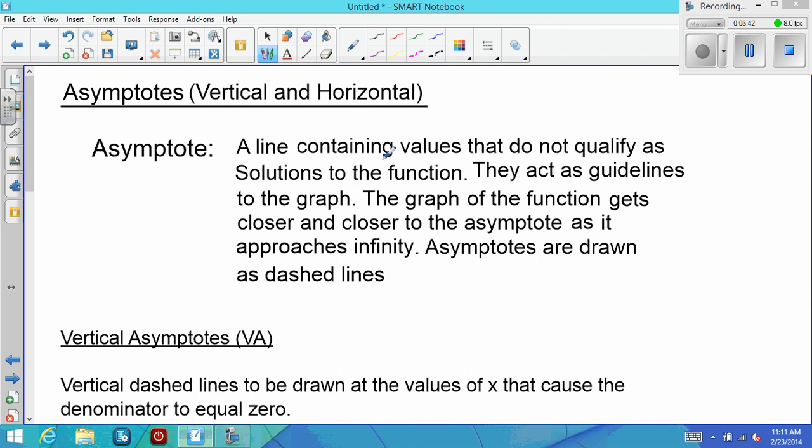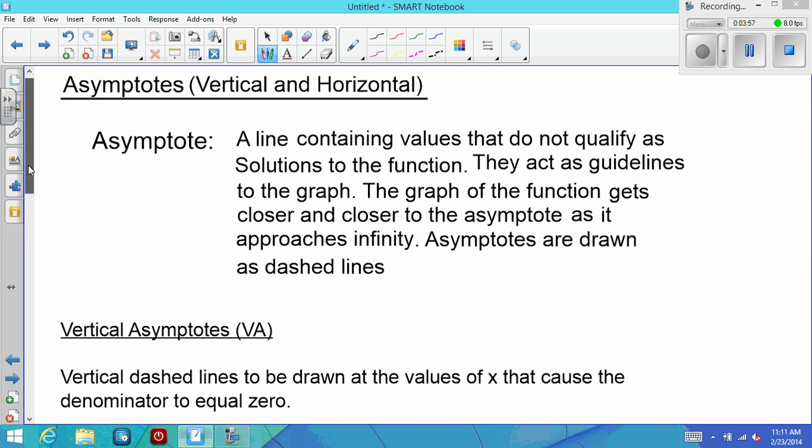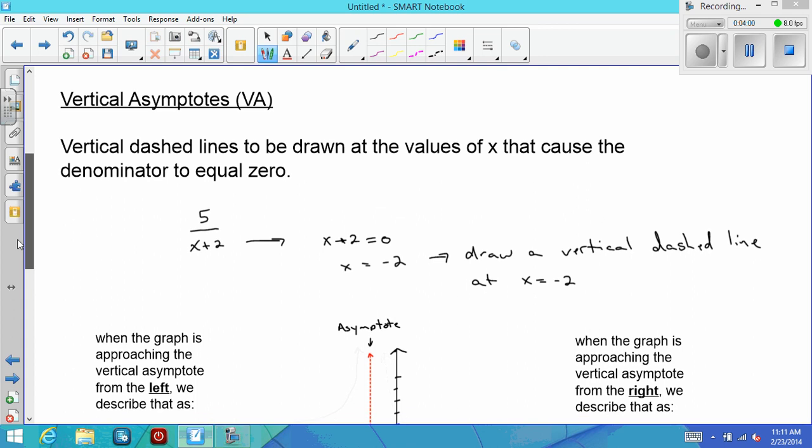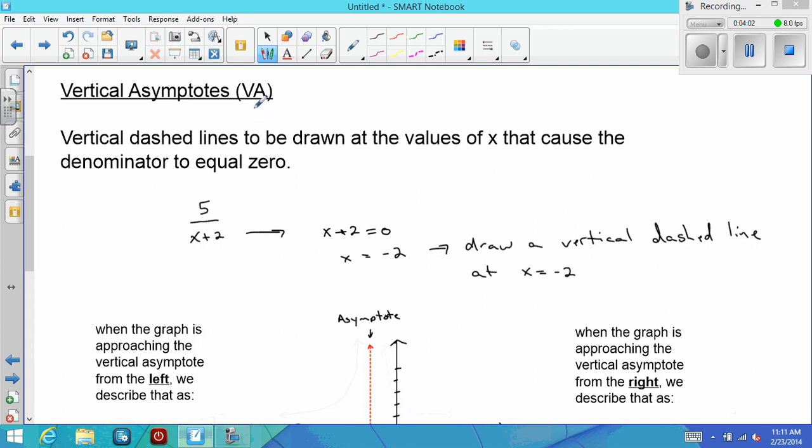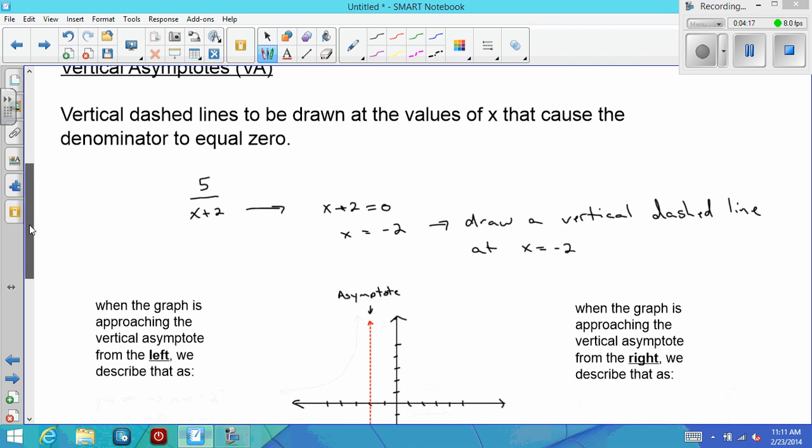Now, the vertical asymptotes are really the lines that are the values that do not qualify as solutions. In fact, they make the rational function undefined. The horizontal asymptotes are just more the guidelines. So let's look at vertical asymptotes first, and I'm going to abbreviate that as VA. Vertical asymptotes are when you draw a vertical dashed line at the value of x that would cause the denominator to be equal to 0.